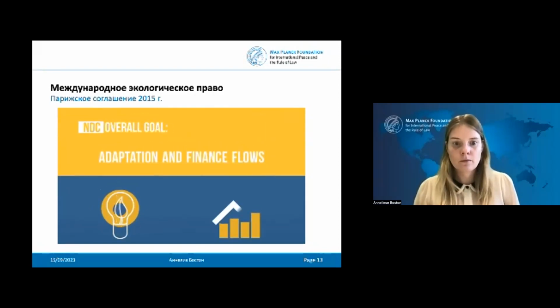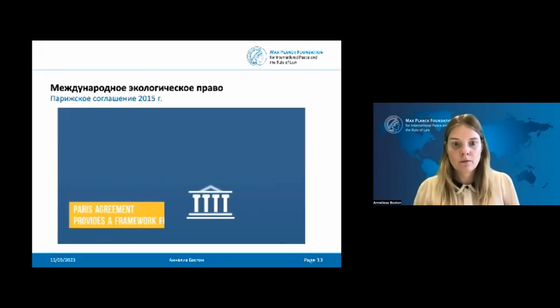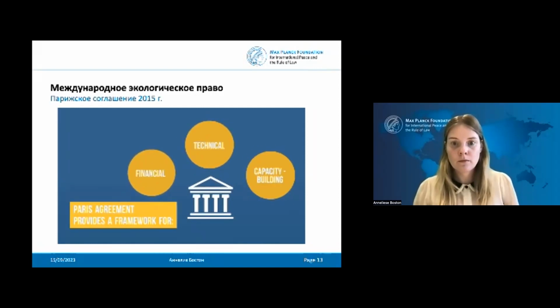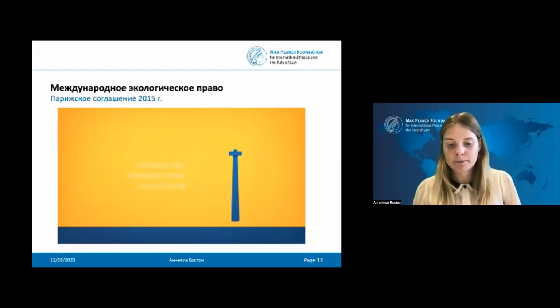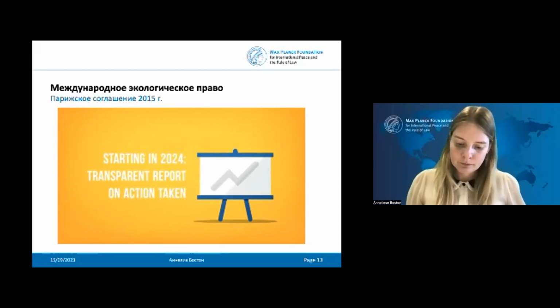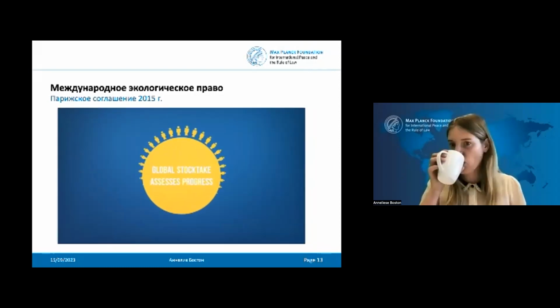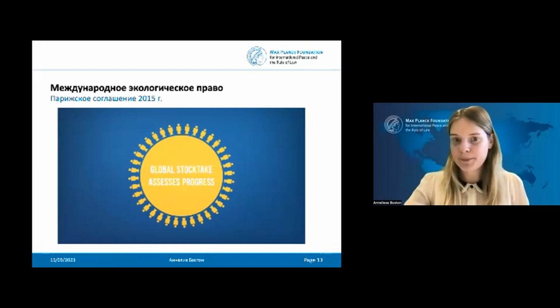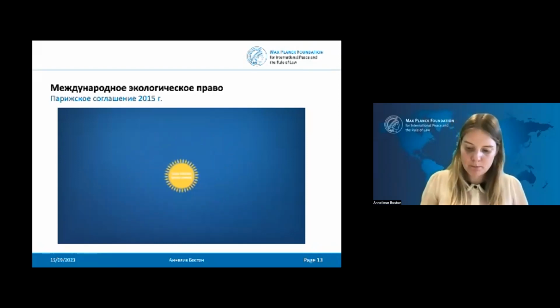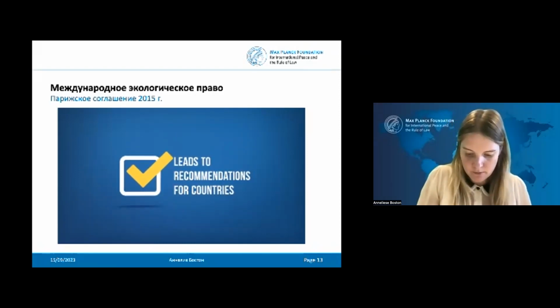The Paris Agreement also provides a framework for financial, technical, and capacity building support to those countries who need it. Starting in 2024, countries report transparently on actions taken. Collective progress under the Paris Agreement will be assessed through a global stocktake. This will lead to recommendations for countries to set more ambitious plans in the next round.